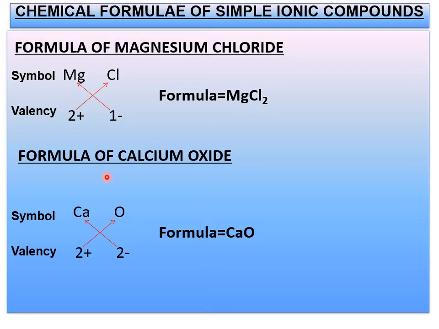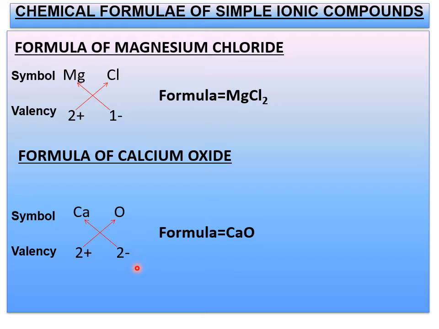Now when you go to the formula of calcium oxide, in calcium oxide we have calcium as well as oxygen. Okay, here if you see, magnesium is a metal and chlorine is a non-metal. Here calcium and oxygen, calcium is a metal and oxygen is a non-metal. So simple ionic compounds means one metal and one non-metal. You have to remember like that. Okay, so calcium symbol is Ca, for oxygen O. Now you have to write the respective valencies 2 plus and 2 minus with the signs. Those are called charged valencies.